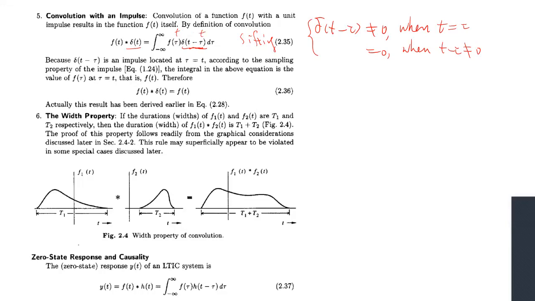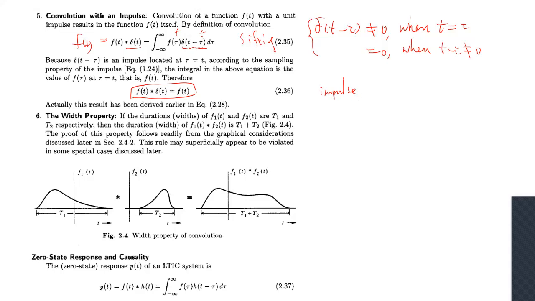So what will this one give me? Itself, okay. As if we didn't do anything. That's the beauty of the delta. Now delta is called the impulse.